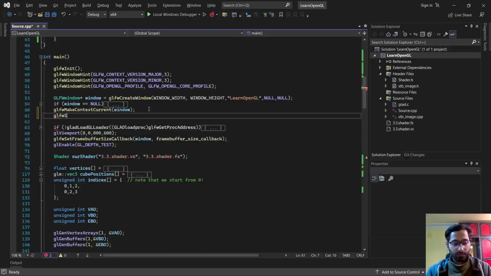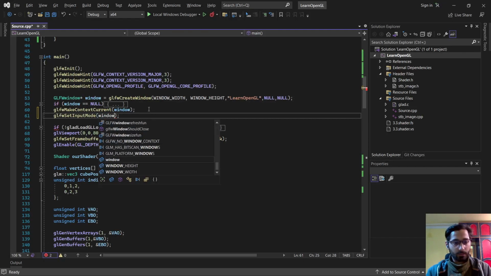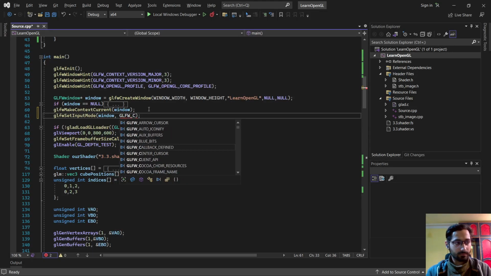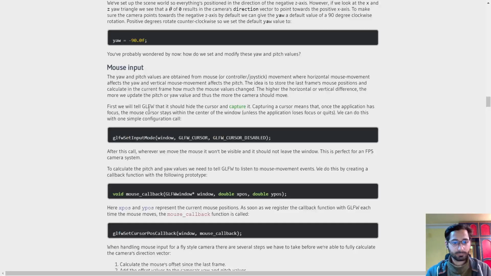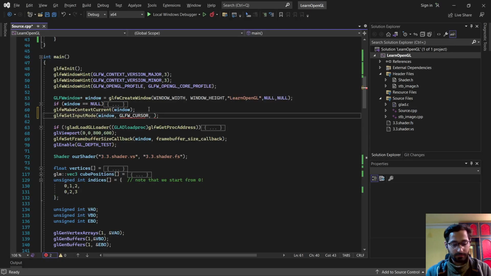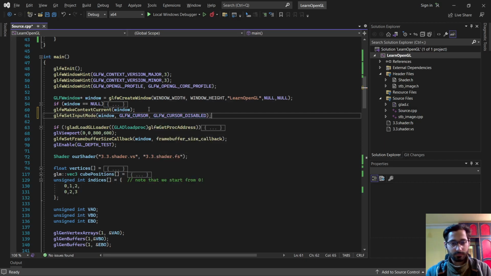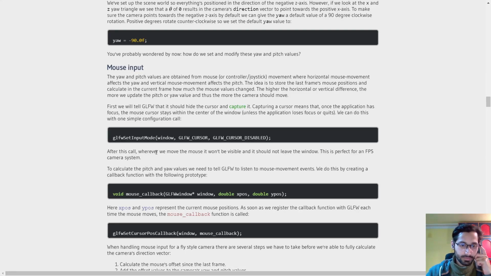glfwSetInputMode, in the window, GLFW_CURSOR, GLFW_CURSOR_DISABLED. After this call, whenever we move the mouse, it won't be visible and it should not leave the window. This is perfect for an FPS camera system.